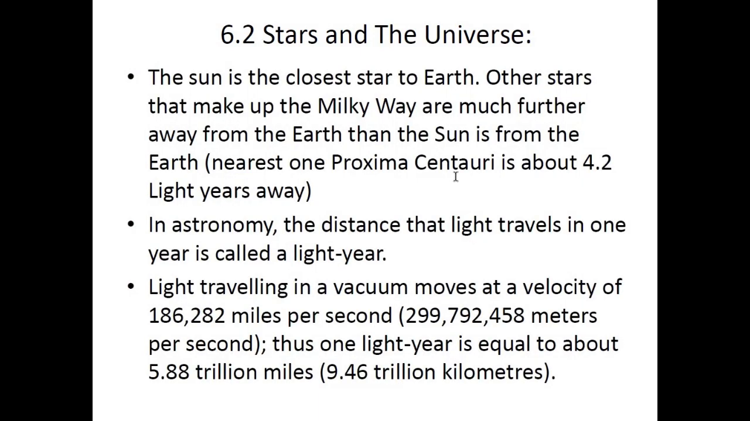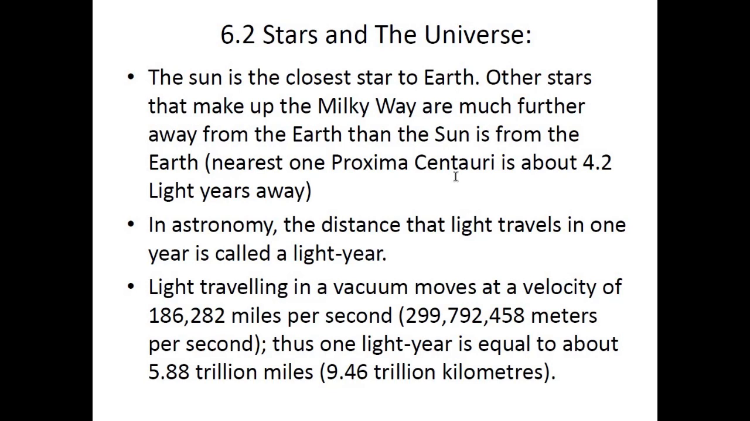The Sun is the closest star to Earth. Other stars that make up the Milky Way are very much further away from Earth. The nearest one, the Proxima Centauri star system, which consists of 3 stars, is about 4.2 light years away. That may not sound very far away, but once you realize what a light year is, that will change. In astronomical units, the distance that light travels in 1 year is called a light year.